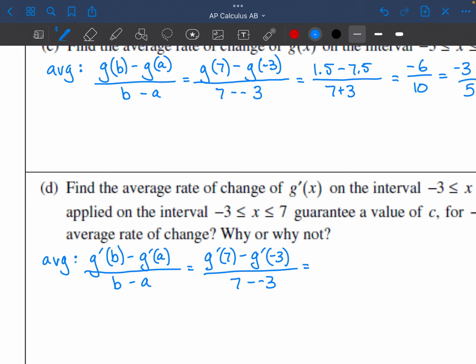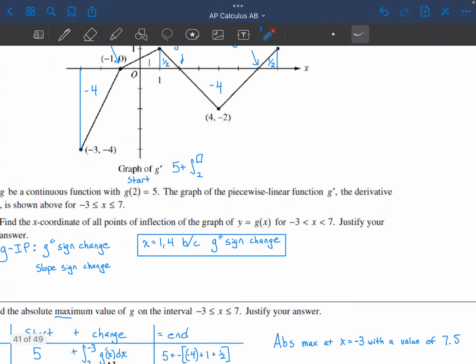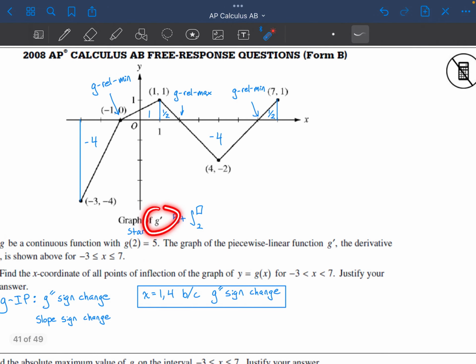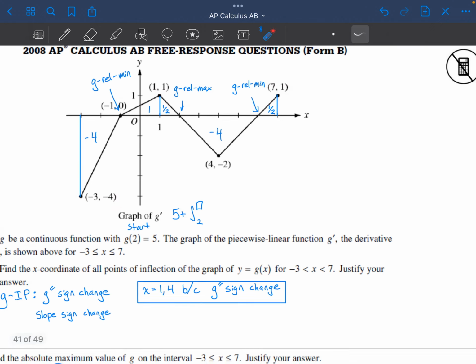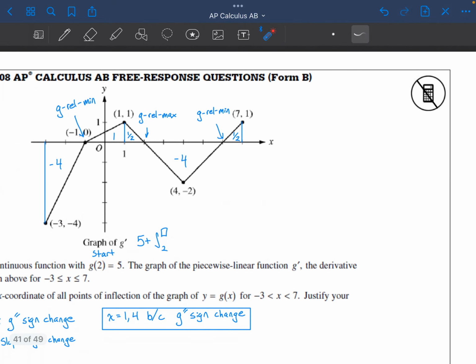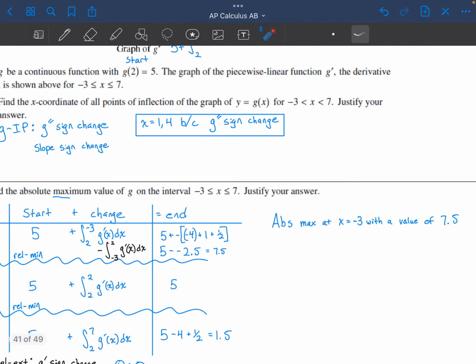And now we have the easier question to answer because we can't get it wrong if we got part B incorrect. G prime of 7 comes from the graph, right? This is a graph of G prime, first of all, and 7 spits out the value of 1. It has this height over here of 1, right? And same thing over here, G prime of -3 is -4. So I get 1 and then -4.